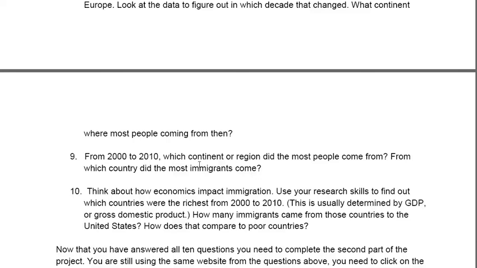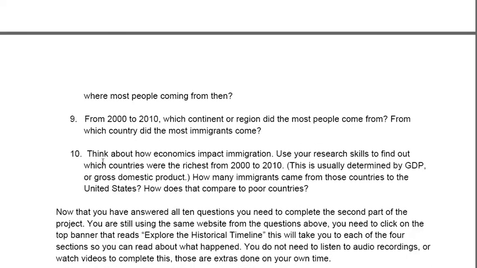Okay, so the first one I'm looking for is continent or region. So we're looking at, like, they mostly came from the Asian continent, or they mostly came from the African continent, or the South American continent, right? But then I want to know specifically what country. And it will tell you what country when you click on those little tabs at the top. It'll show you like a pie graph on one of them, but it has like by decade, by region, and then by 50 years in region. Click on by region and it will tell you what country they come from.